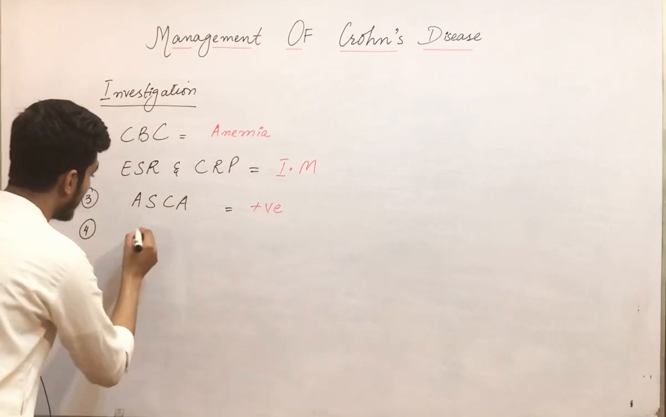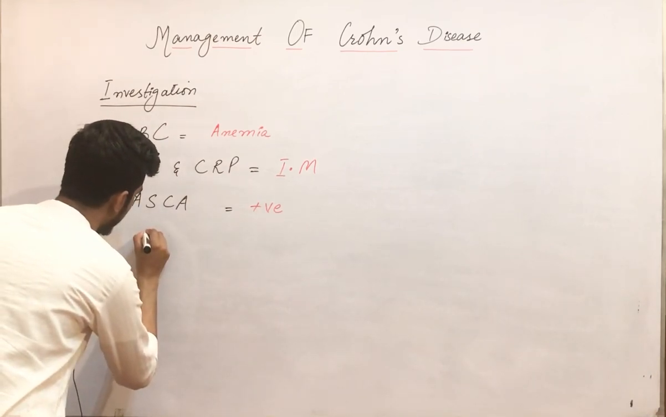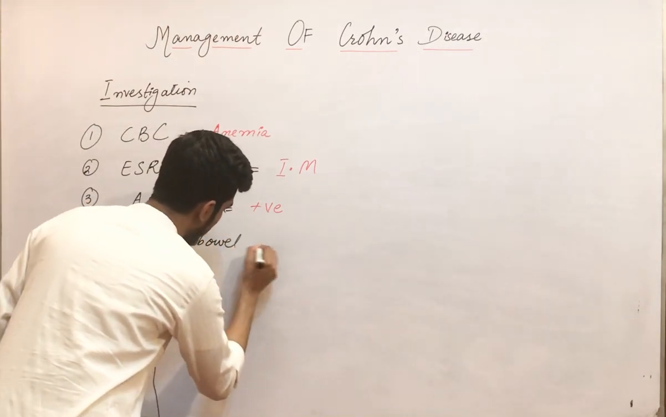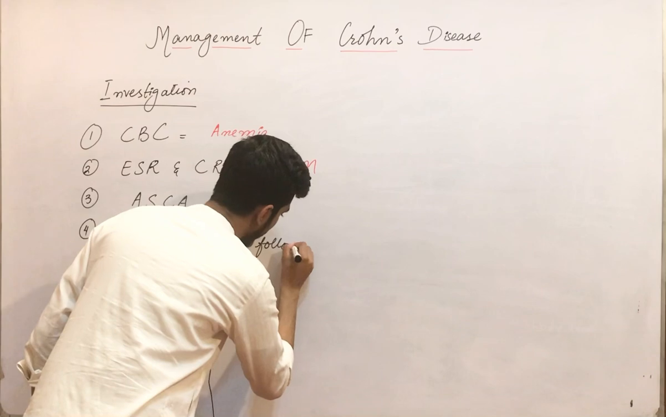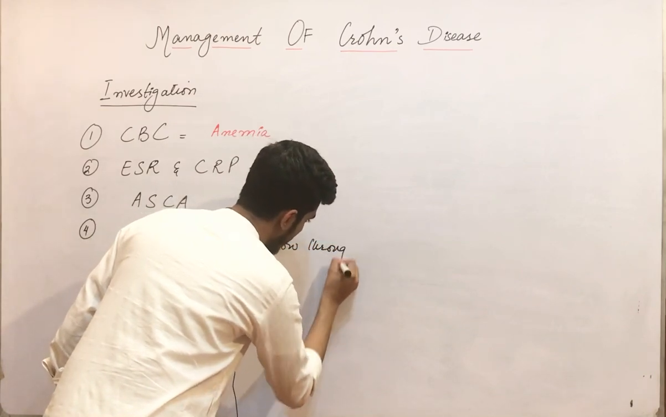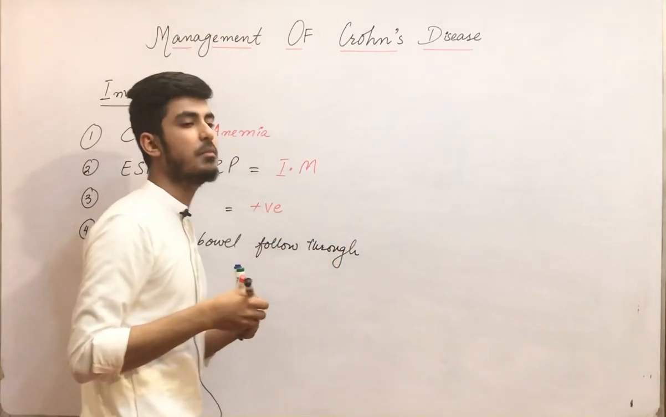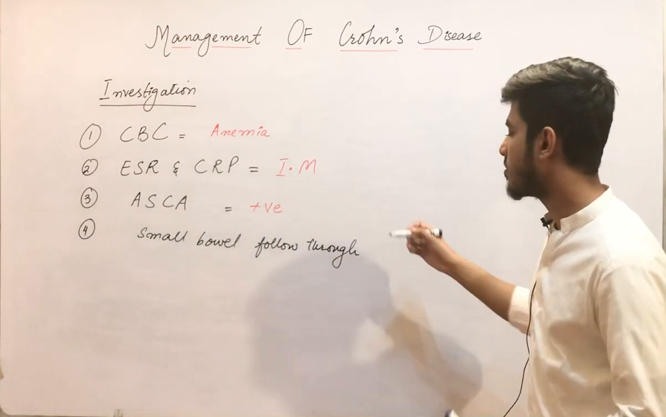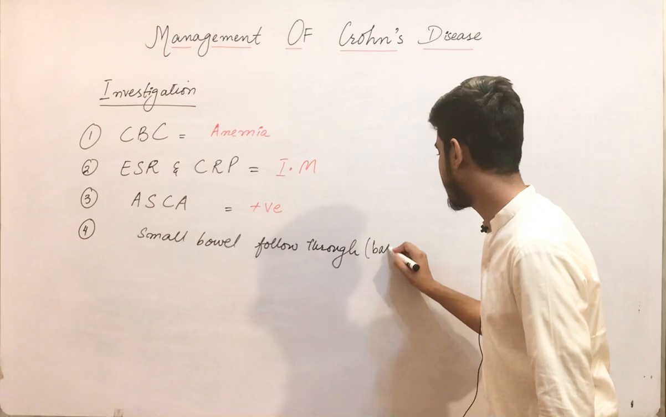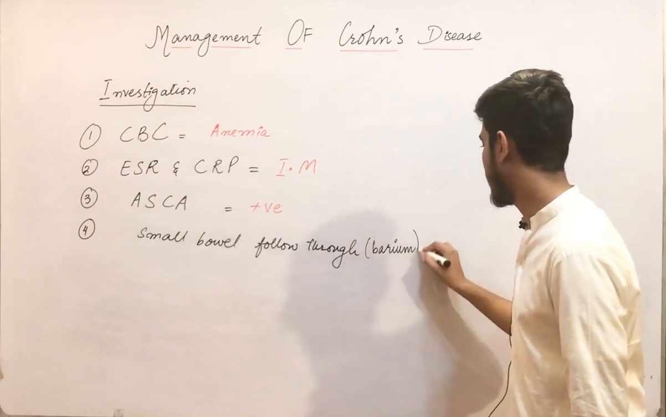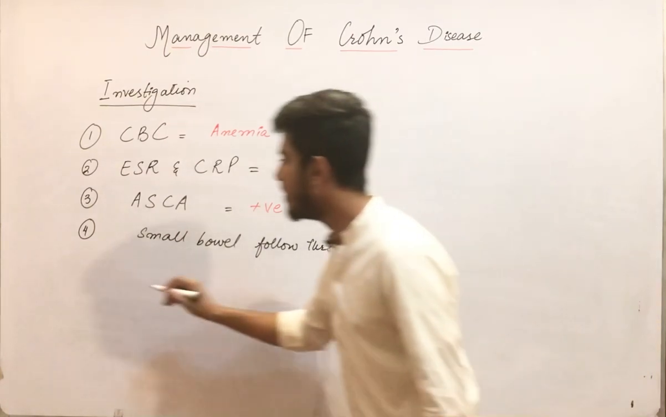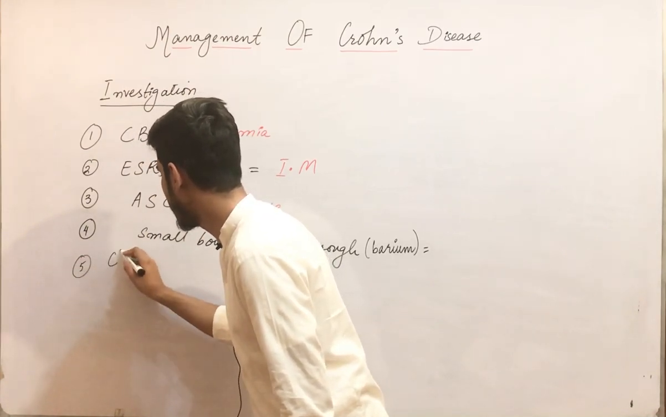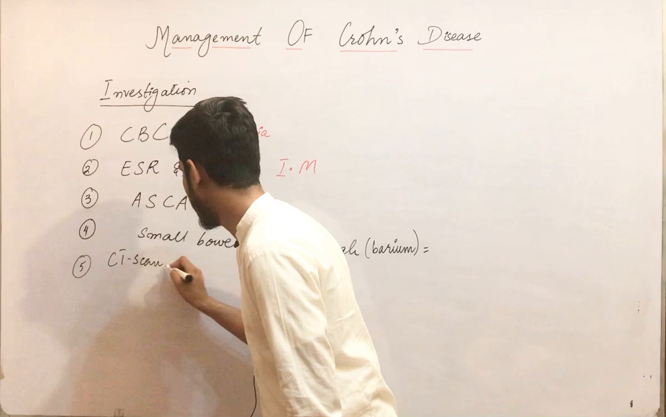Then the fourth thing we are going to do is the small bowel follow through. As we are doing the barium swallow, the same is that the small bowel follow through or small bowel barium follow through is done in Crohn's disease. Then the fifth thing we are going to do is the CT scan of the abdomen.